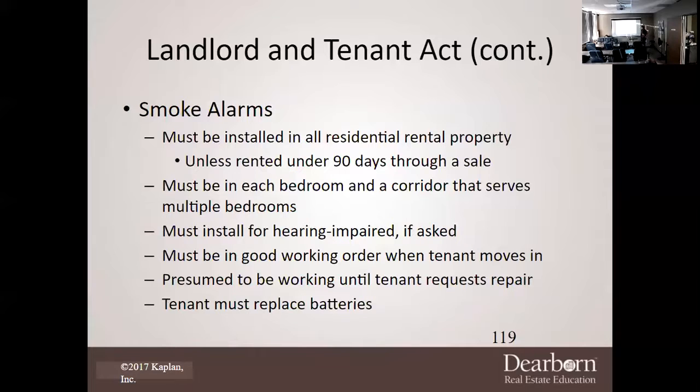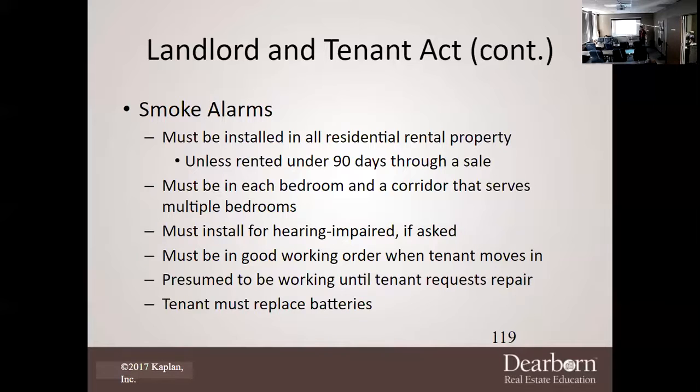In regards to smoke alarms, they must be installed in all residential rental property, unless it's rented under 90 days through a sale. Okay. It must be in each bedroom and a corridor that serves those multiple bedrooms, and must be installed for the hearing impaired if asked. It must be in good working order when the tenant moves in. That's the key. And it's presumed to be working until the tenant requests it be repaired.